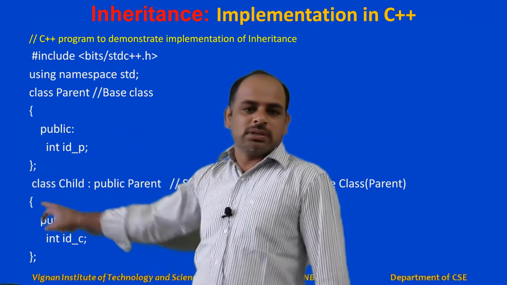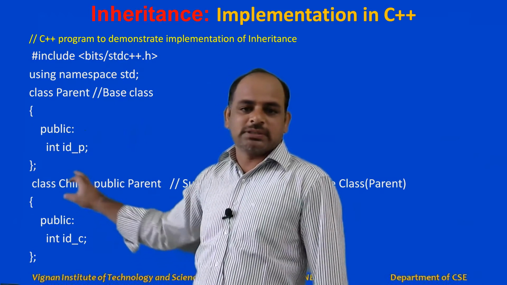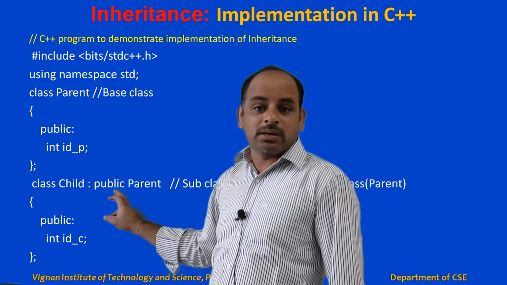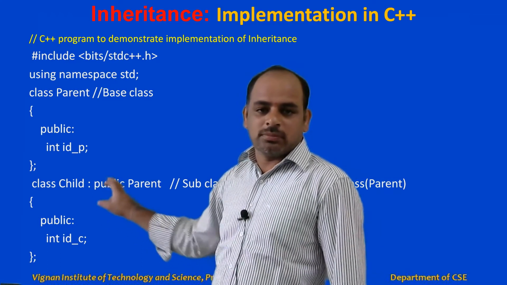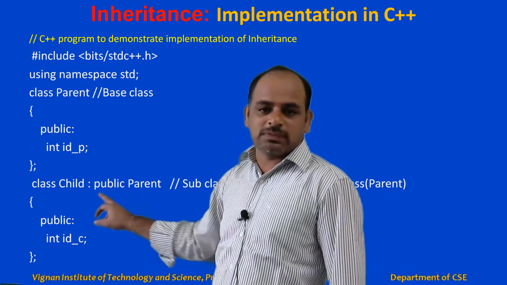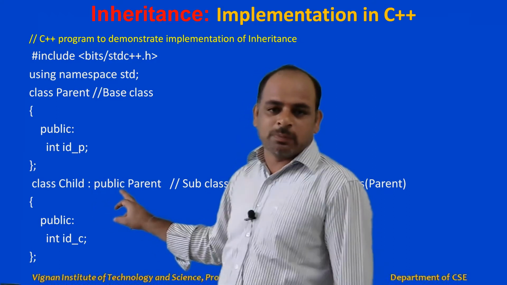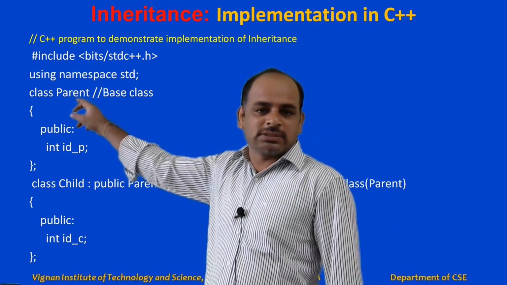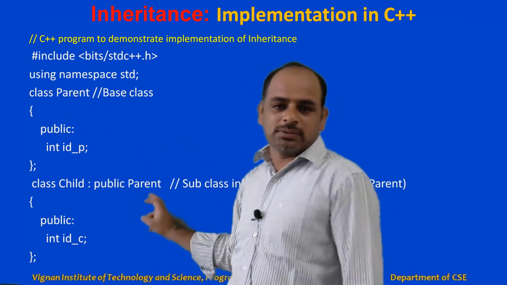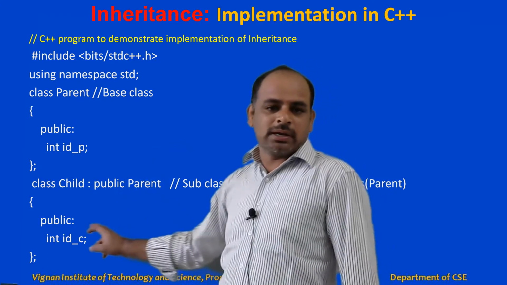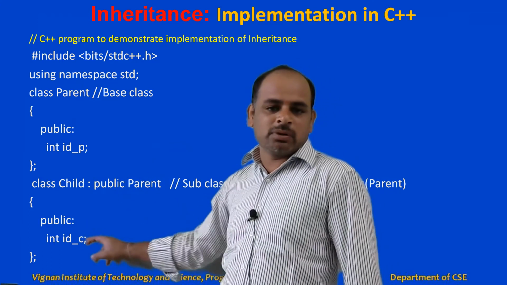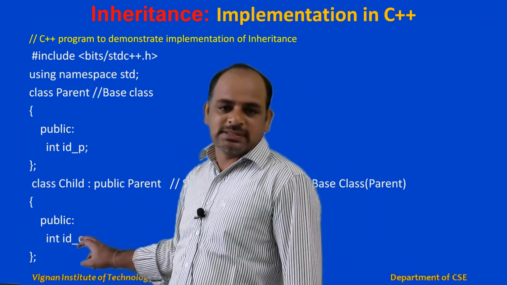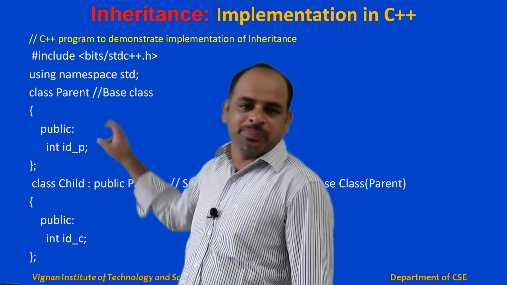Declaration is over. Then class Child, a subclass, colon, which is inheriting the parent class in public mode, deriving the child class in public mode. That's what public is here, in place of access mode. This is the parent class name, because the child class is deriving from the parent. And again it is adding one more member of its own, a data member, int IDC. So this is the ID of the child, and that is the ID of the parent.